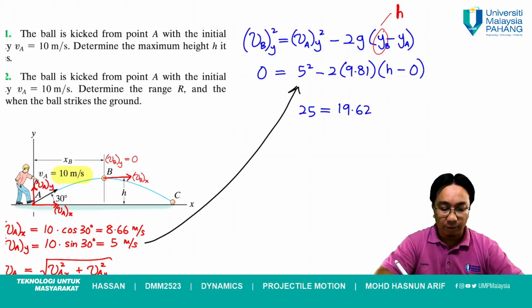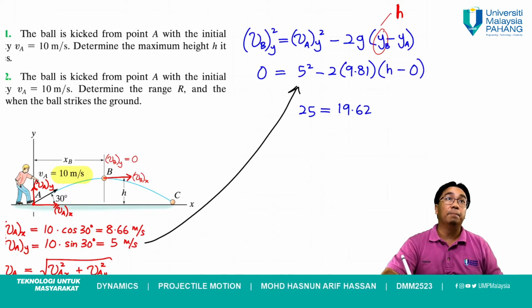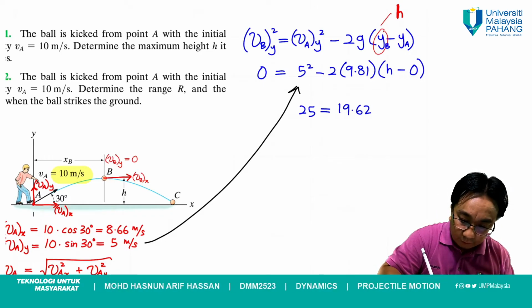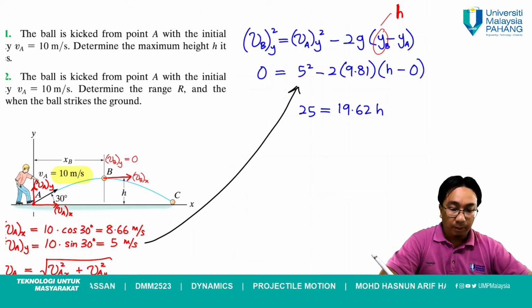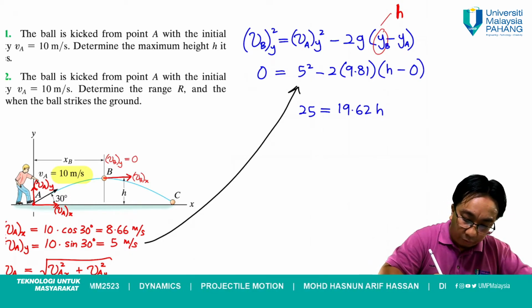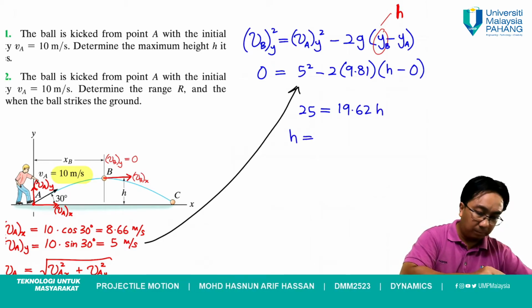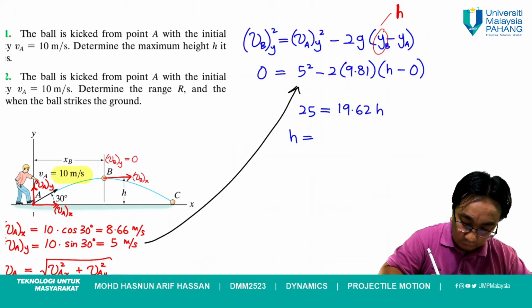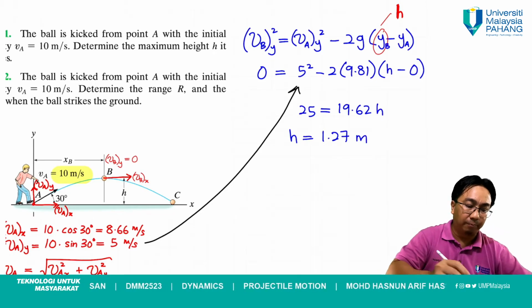So let's continue. So tadi kita dah calculate 5 square ialah 25 dan 2 darab 9.81 kita dapat 19.62 H. Okay, di sini 19.62 H. Okay, so from here kita boleh dapatkan the value of H lah. H is then equal to 25 over 19.62, 1.27. Okay, so 1.27 meter. Alright.